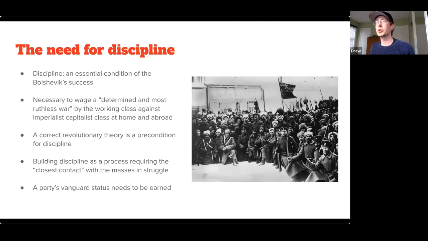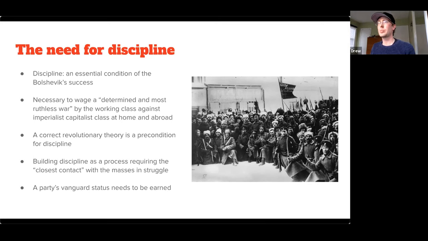So what's Lenin talking about here? Lenin is talking here about the need for a vanguard party to earn their leadership. It is not enough to declare yourself a vanguard, but the broad masses need to have seen from their own experience, in his words, that the vanguard's political strategy and tactics are correct.